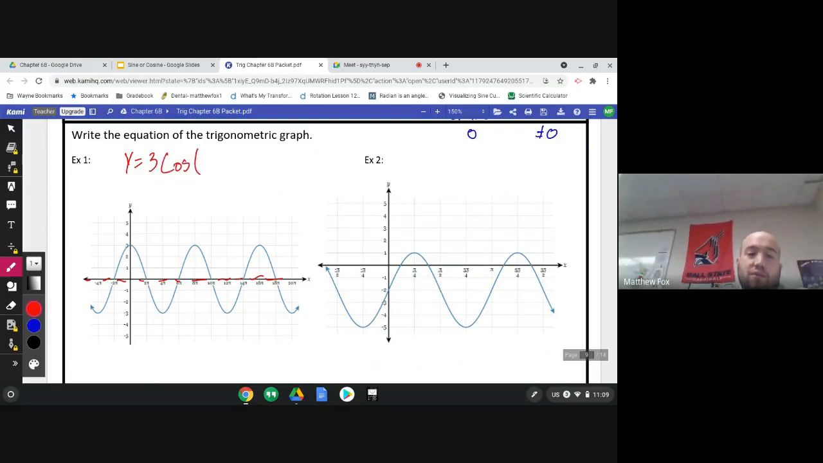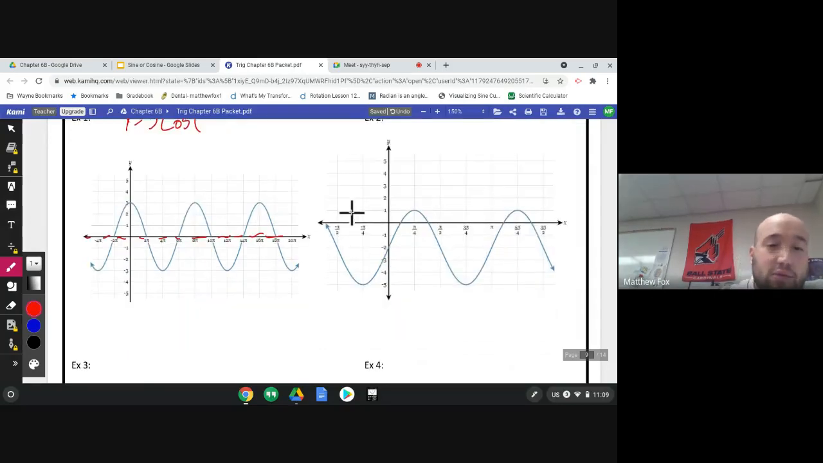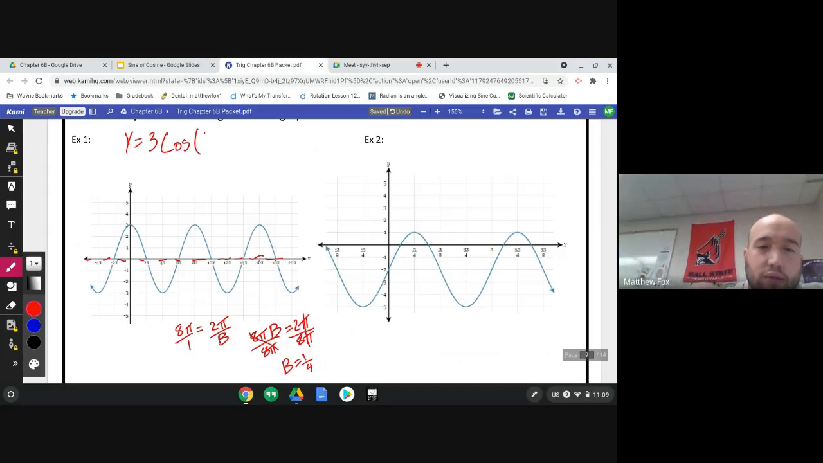For our B term, we have to decide what one period is. It starts at the peak, goes down, and the period ends right here at 8 pi. But that's not what we put there as our B term. Remember, the period always equals 2 pi over b. So 8 pi equals 2 pi over b. We put that over 1 and cross multiply, and we get 8 pi b equals 2 pi. We divide both sides by 8 pi, the pi's cancel, and b equals 1/4. So we can come up here and write 1 over 4 x, close the parentheses.